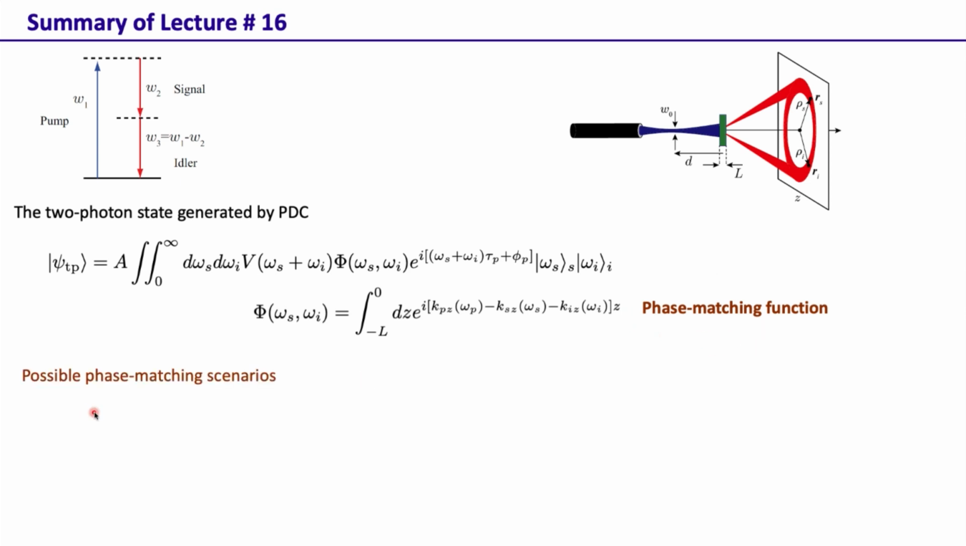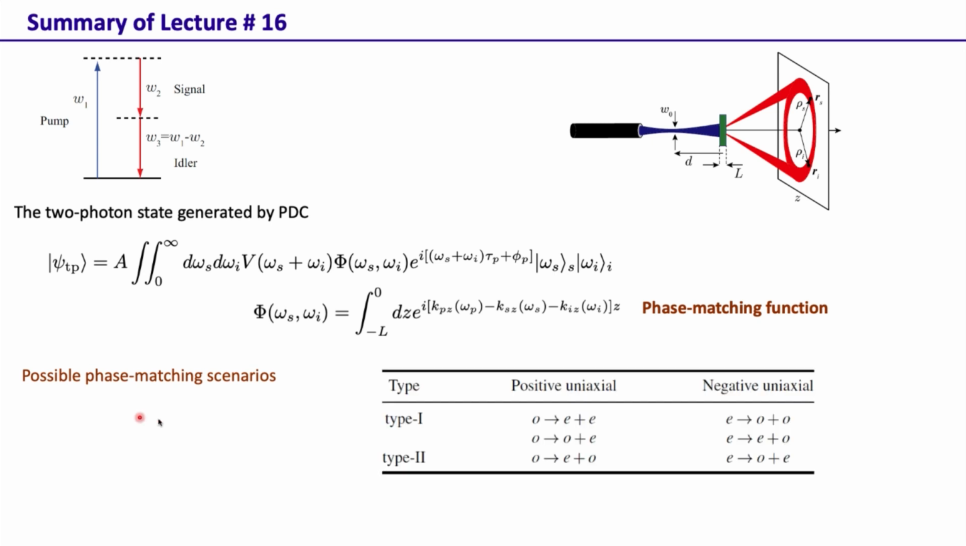We also looked at the possible scenarios in which the polarization comes into satisfying the phase matching condition. Specifically, we saw that there are two ways in which phase matching can be satisfied as far as polarization is concerned. One is called type 1 phase matching, in which both the entangled, down converted photons have the same polarization. In type 2 phase matching, the two entangled photons have opposite polarization, one extraordinary and the other ordinary, and vice versa. And then we also looked at the effect of different pump and crystal parameters on phase matching. These we looked at in detail.